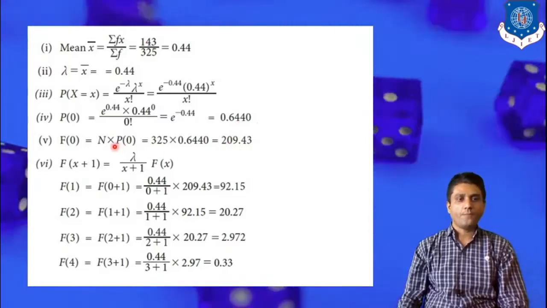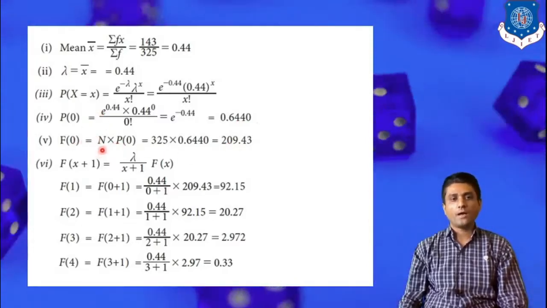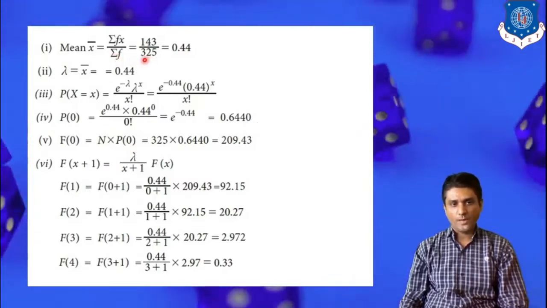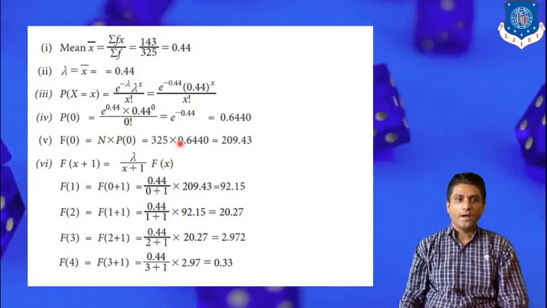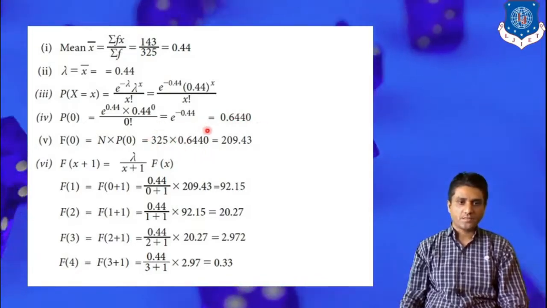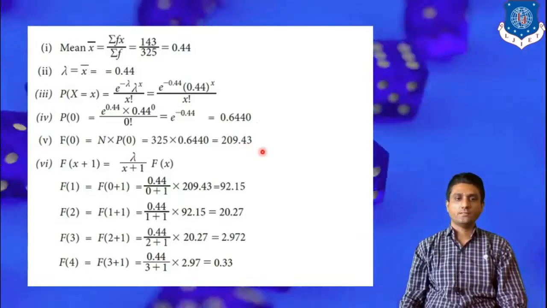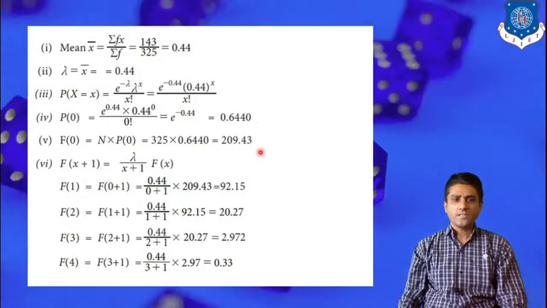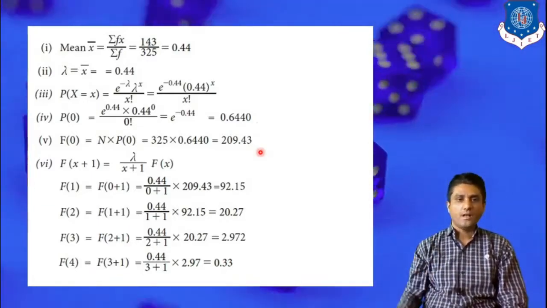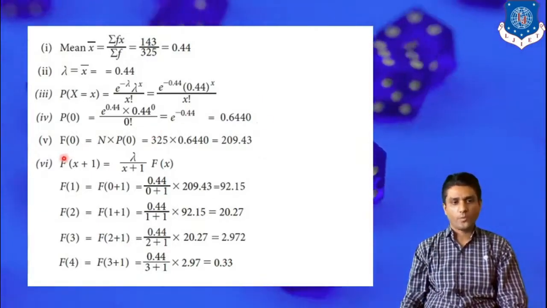Next, we have to obtain f of 0 by using this formula, capital N into P of 0. Capital N is equal to sum of f, that is 325, into P of 0, that is 0.64. By simplifying this, we get f of 0 as 209.43.